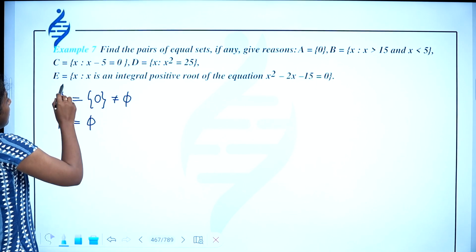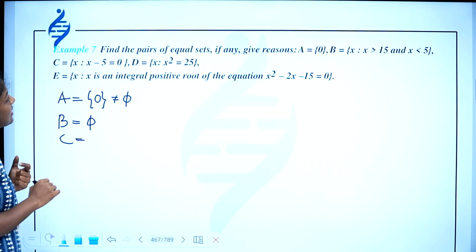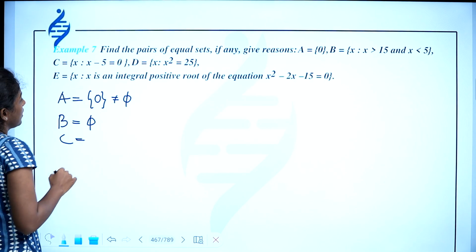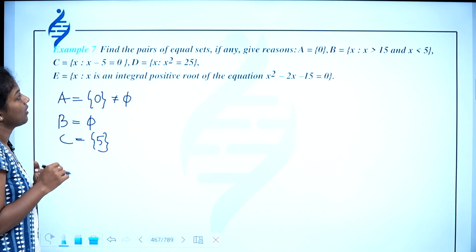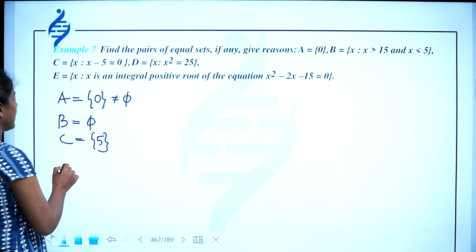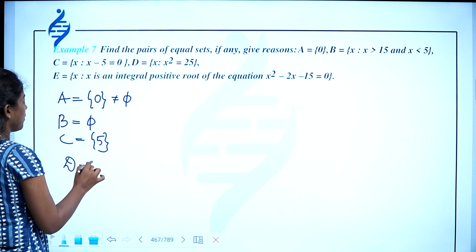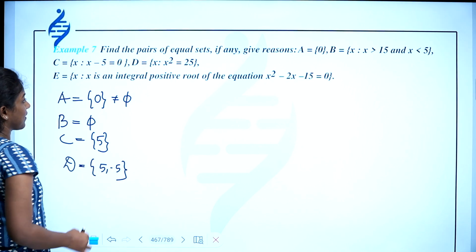Then C equal to the set of x such that x minus 5 is equal to 0. So, C will have only 5, right? Because x is a solution of this equation and x equals 5. Then D. D means x square is equal to 25. So, you will have 5 and minus 5.